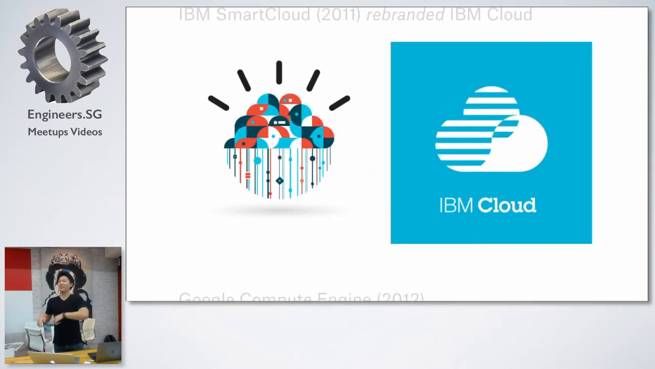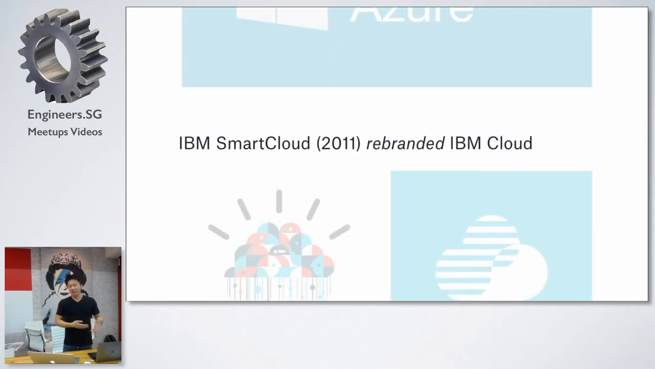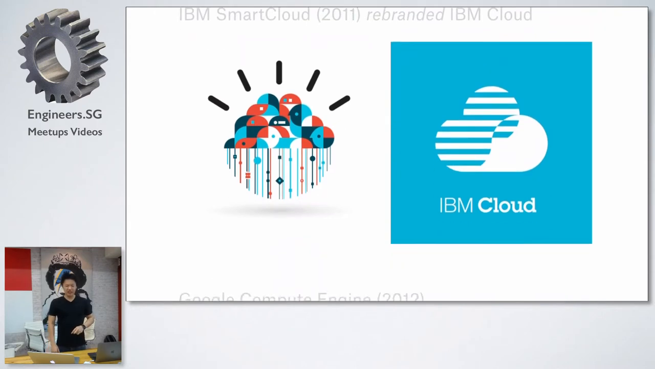And then IBM Cloud came along, right? And they're the last one out of the big four enterprisey, traditional computing companies. And you can tell they're less focused. Oh, let's do this logo, and then they rebrand.